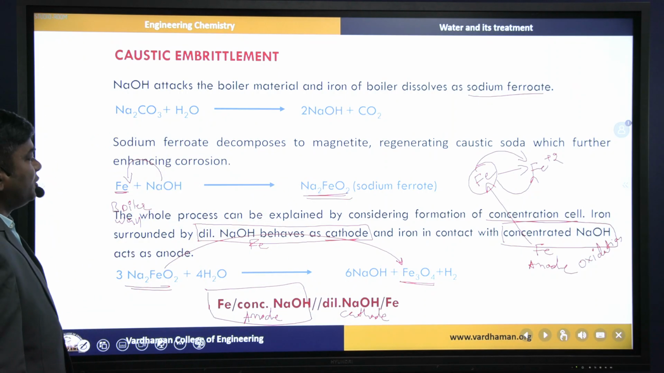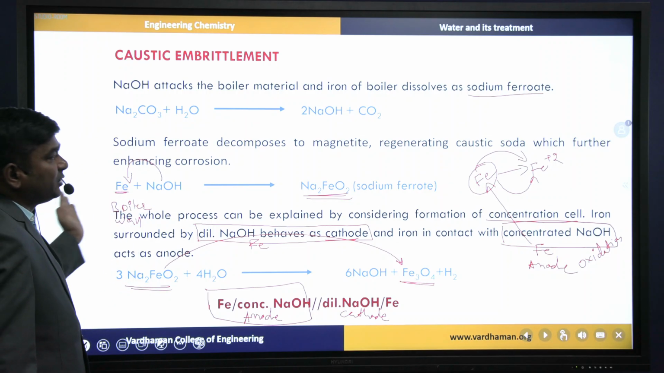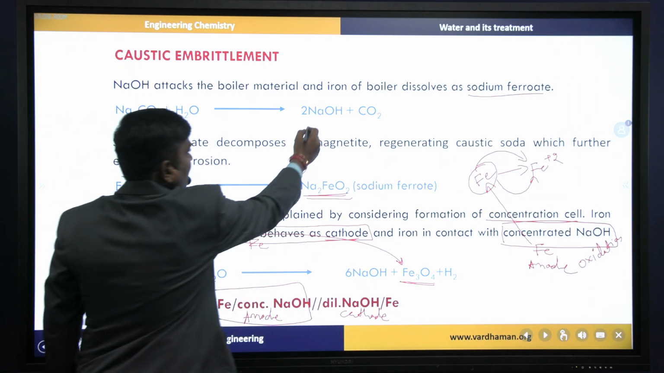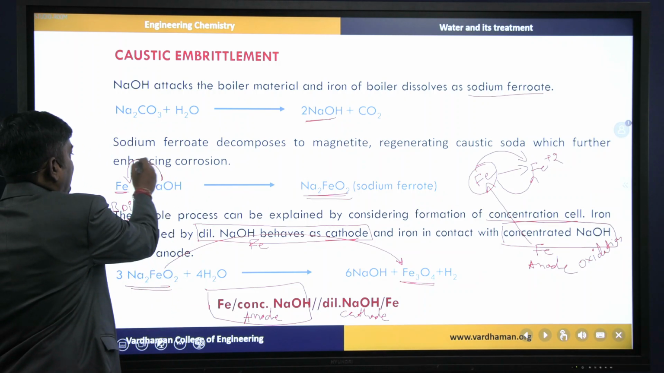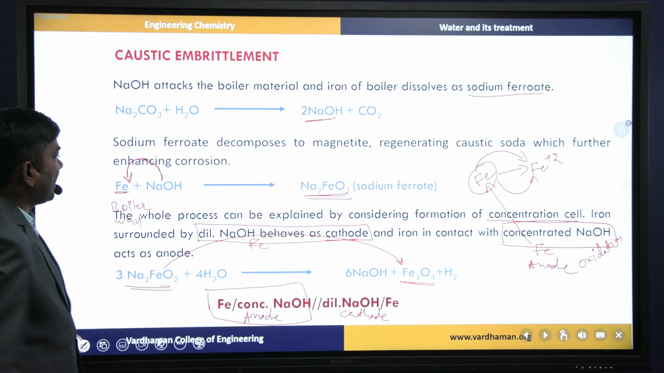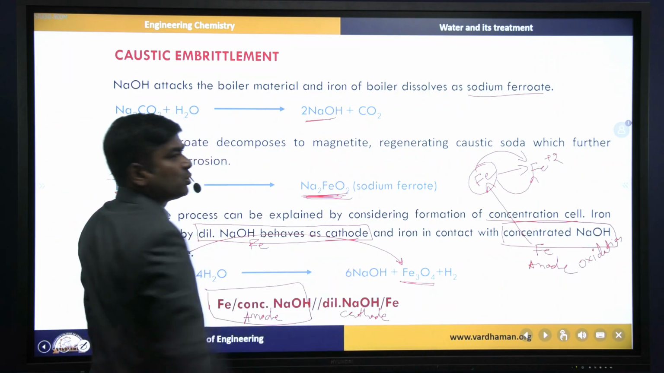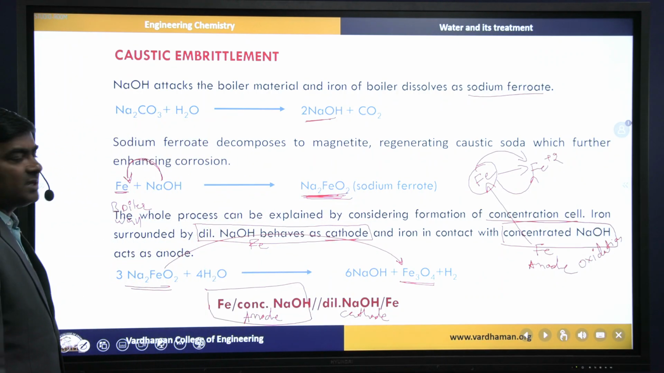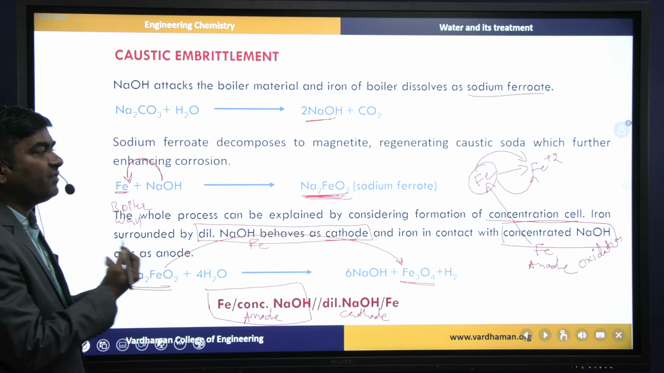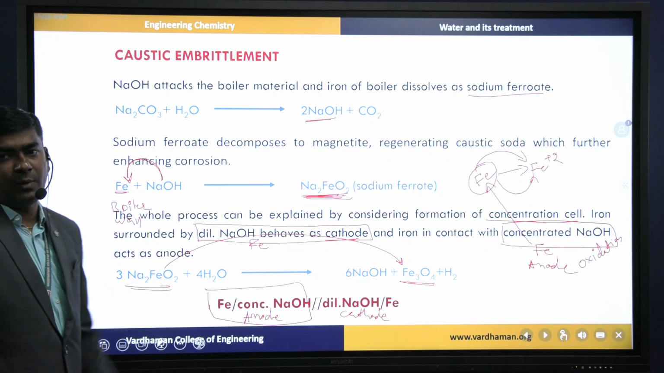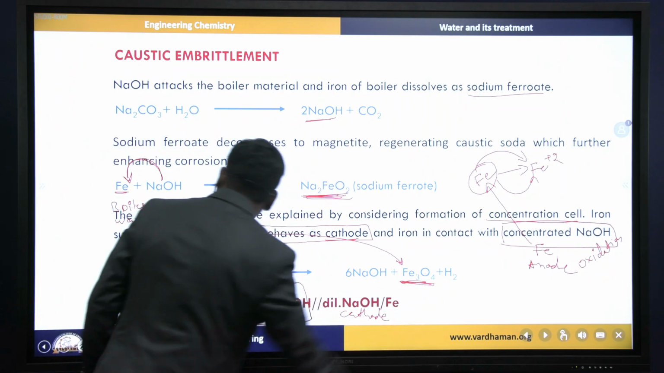So due to the addition of excess sodium carbonate, sodium hydroxide is formed when it reacts with water. That sodium hydroxide enters into fine cracks of the boiler and reacts with the iron, which is converted to sodium ferroate, because anode and cathode regions develop, and a number of concentration cells develop. That leads to the formation of rust, nothing but boiler corrosion, right?